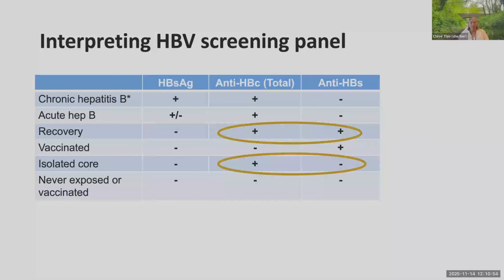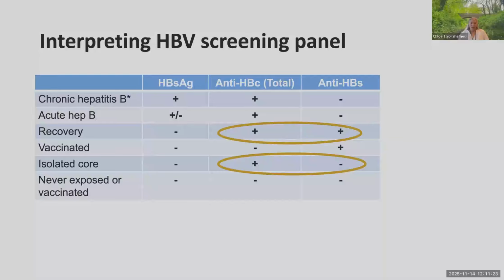All right, and then we move to the other 2 categories of people that are core antibody positive. People who've recovered from an infection, the HBV recovery group, are positive both for core antibody and surface antibody. And then there's the isolated core group, and that's really what it sounds like. They're negative for surface antigen, negative for surface antibody, and positive for core antibody.